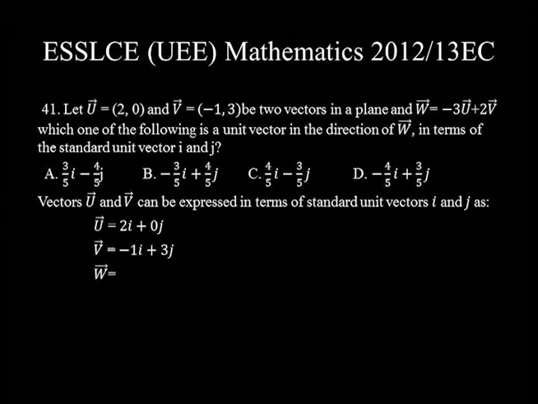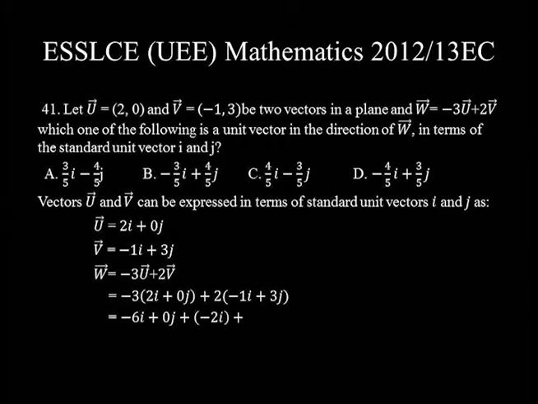Vector w is equal to negative 3 times vector u plus 2 times vector v, which is equal to negative 3 times (2i plus 0j) plus 2 times (negative 1i plus 3j), which is equal to negative 3 times 2i is negative 6i plus negative 3 times 0j is 0j plus 2 times negative 1i is negative 2i plus 2 times 3j is 6j, which is equal to negative 6i plus negative 2i is negative 8i plus 0j plus 6j is 6j.